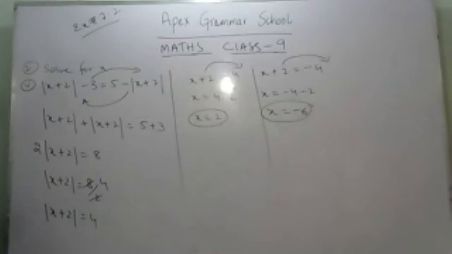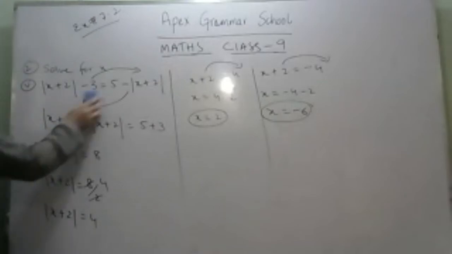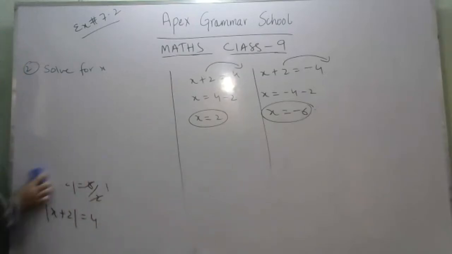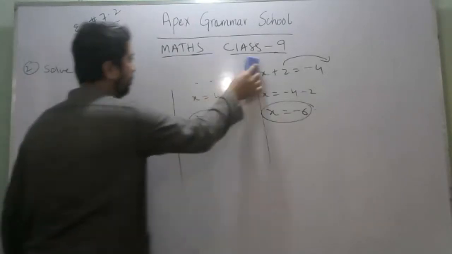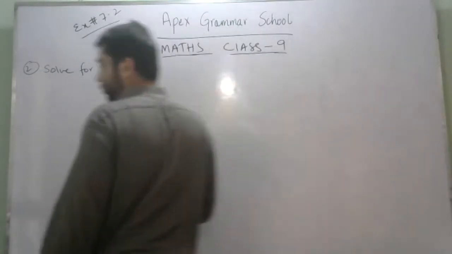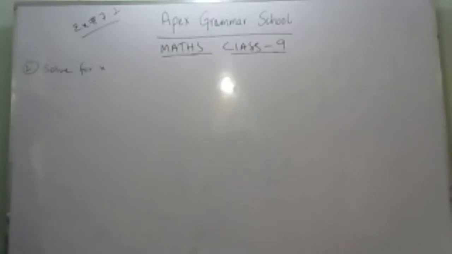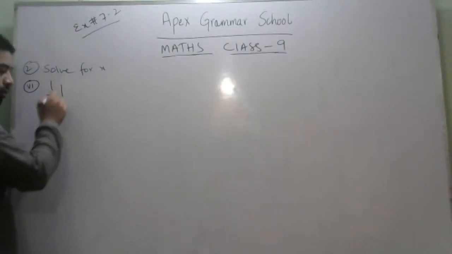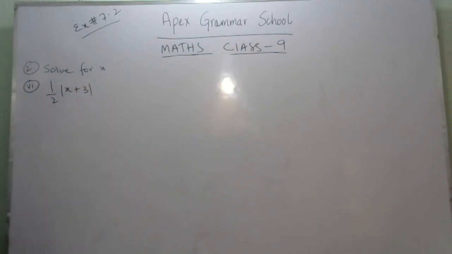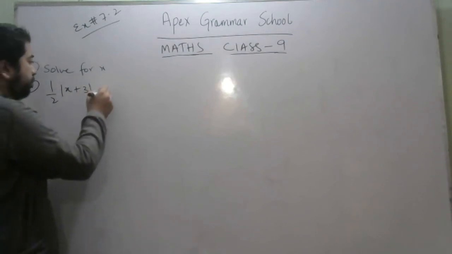Part number 6 is 1 over 2 x plus 3 plus 21 is equal to 9.